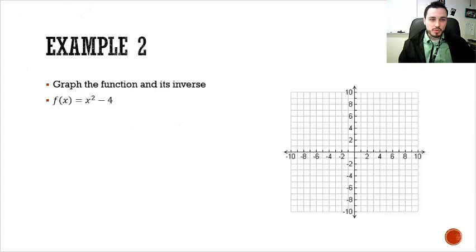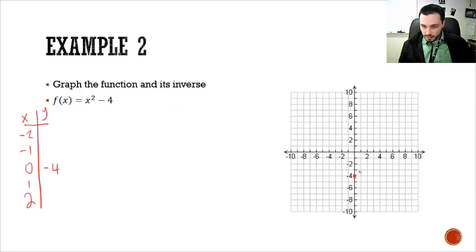Alright, so let's do the same thing, but this time let's do it with a quadratic. x squared minus 4. So I'm going to go with -2, -1, 0, 1, and 2. And I know -4 is going to be the vertex, just because I'm pretty smart like that. And then I know, using my basic quadratic stuff, it's going to go up 1 here and here. So that's -3 here and here. And then I know it's going to go here and here. So those are going to be zeros.